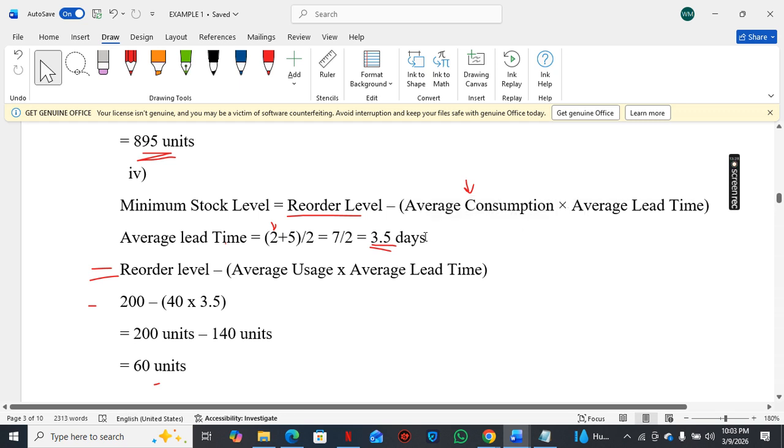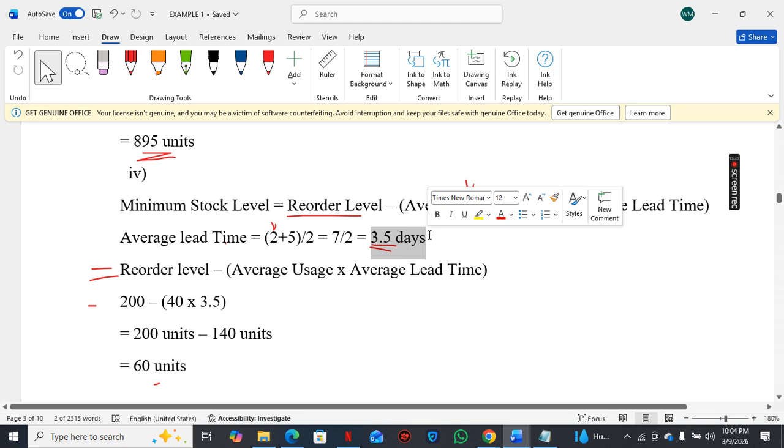Our average lead time, remember lead time is between 2 to 5 days. So you say 2 plus 5 divided by 2, you get 3.5 days. So our average lead time is 3.5 days. On average, that's how long you have to wait. Or you can even round it off to 4 days. That's the average lead time.